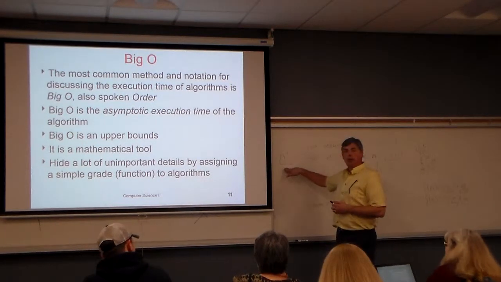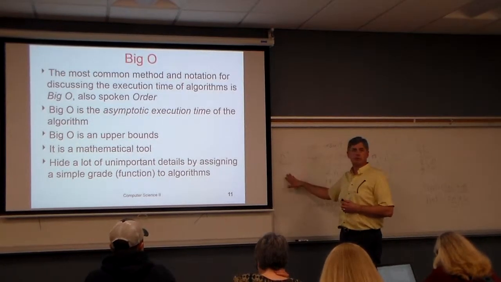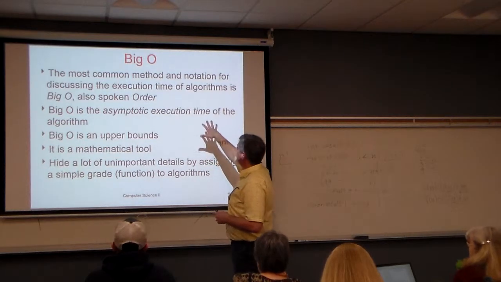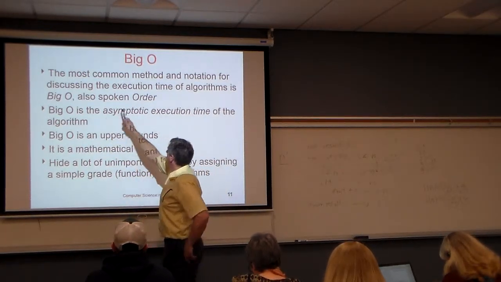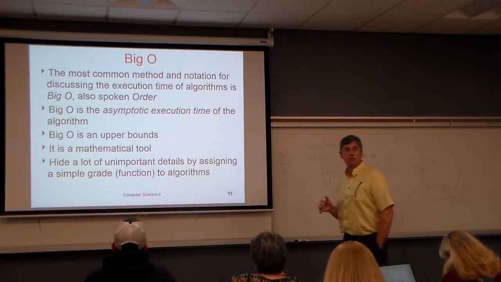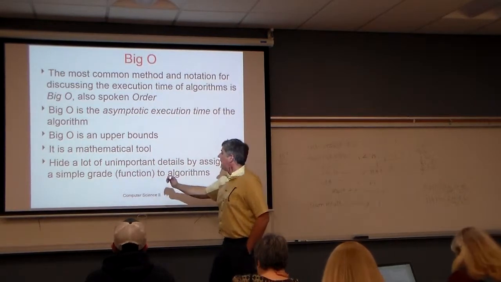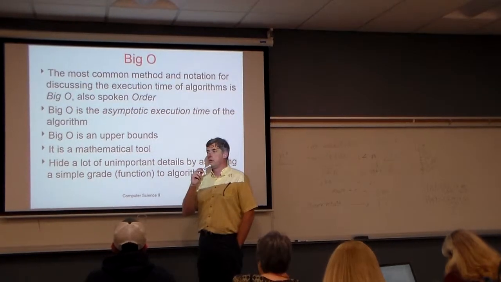If everything has an upper bound at n factorial, it's not meaningful. It doesn't really make any difference. So what we're talking about is big O is the asymptotic execution time of the algorithm. As n gets really, really big, how bad is it going to get? It's an upper bound, it's mathematical. And what we want to do is get out of the unimportant details.